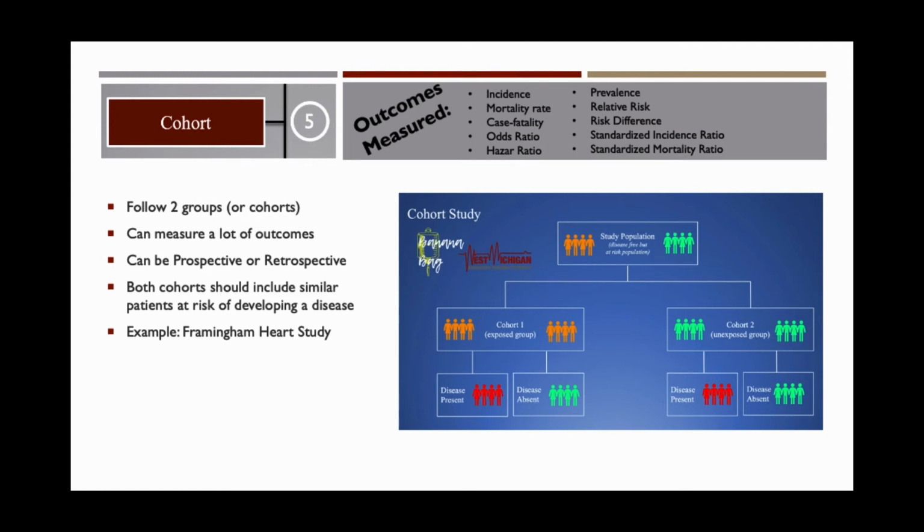Both cohorts should include similar patients at risk of developing a disease. Probably the most famous example of this is the Framingham heart study. You guys remember that? I think they have multiple arms in that, but kind of the biggest thing was statins and heart disease.